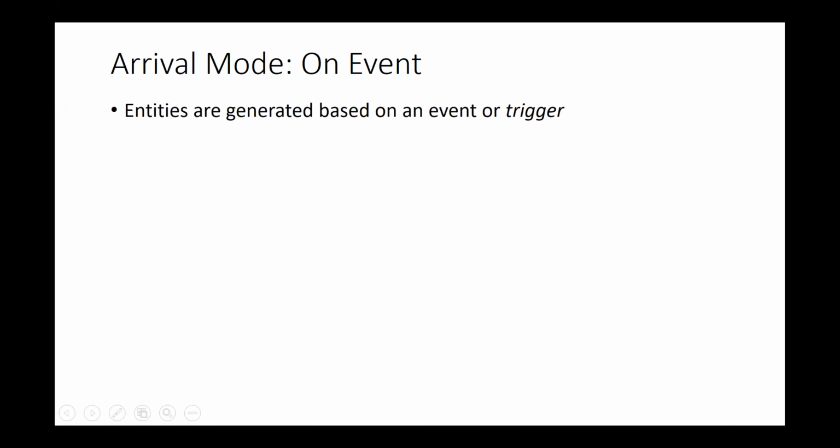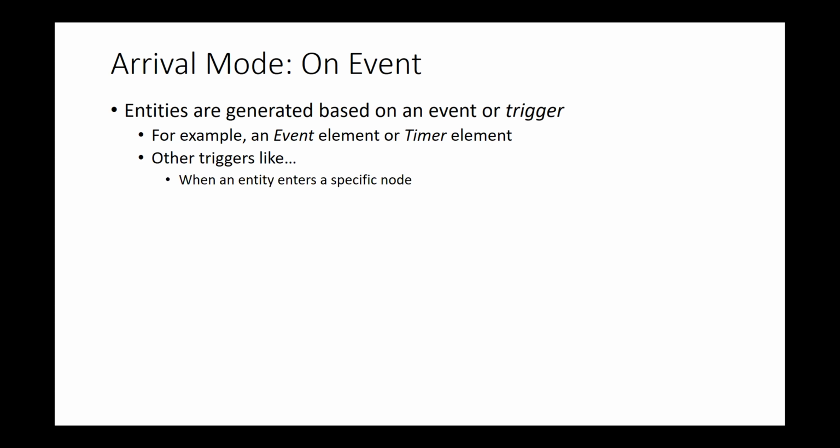Basically, you can make the arrivals happen based on some kind of event, like, I want the arrival to occur when a timer goes off, or some kind of event that triggers the source object to generate an entity. An example would be an event element or a timer element. Or you can do it when an entity enters a certain node, which will create another entity. That's one way to do it. So I'll show you an example in Simio here.